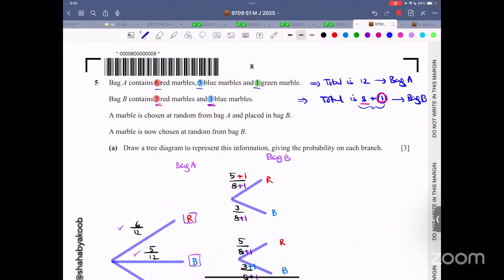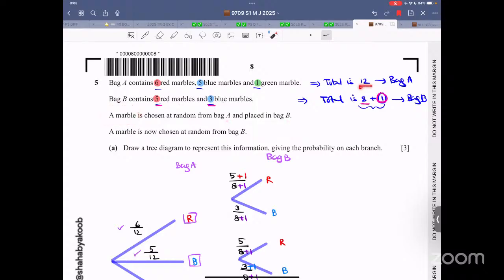Now it says, bag A contains 6 red marbles, 5 blue marbles, 1 green marble. Total is 12. That is bag A. Bag B contains 5 red, 3 blue, 5 plus 3, that is 8. But there is a catch. What is the catch? A marble is chosen at random from bag A and placed in bag B.